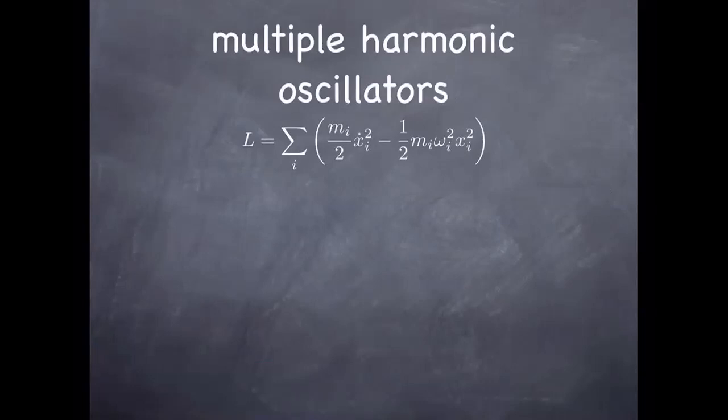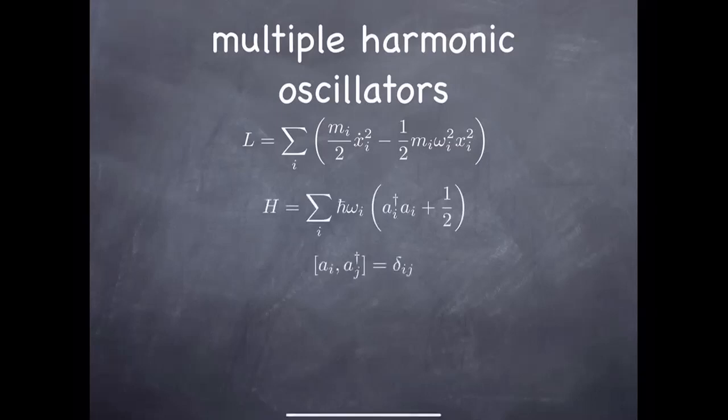So in that case, all you have to do is just add up the Lagrangian for each of the harmonic oscillators. So this is what you would do with the standard expression for the Lagrangian. And the Hamiltonian is also added together. And the commutation relation is also generalized. A and A dagger that belong to different harmonic oscillators don't care about each other, and therefore they commute. Only when you take the commutator of A and A dagger for the same harmonic oscillator do they return 1, namely they do not commute. So that's very easy to remember.